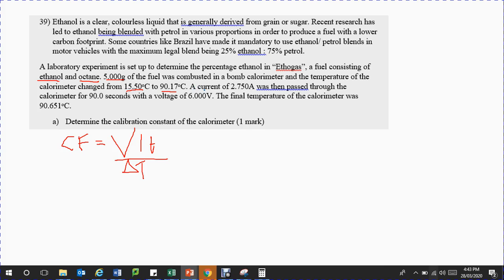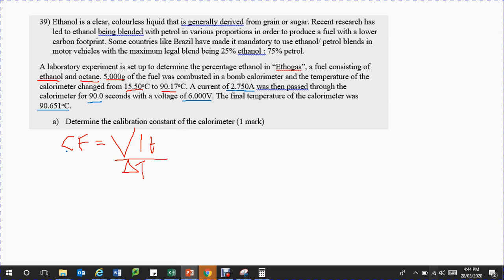Next information, it says a current of 2.75 amps was then passed through a calorimeter for 90 seconds with a voltage of 6 volts. The final temperature of the calorimeter was 90.651 degrees Celsius. So it's given us the information of when they are trying to work out the calibration factor by putting through the current and the voltage, and they've also given us the information about what happened when the fuel was combusted. So part A says determine the calibration constant of the calorimeter.